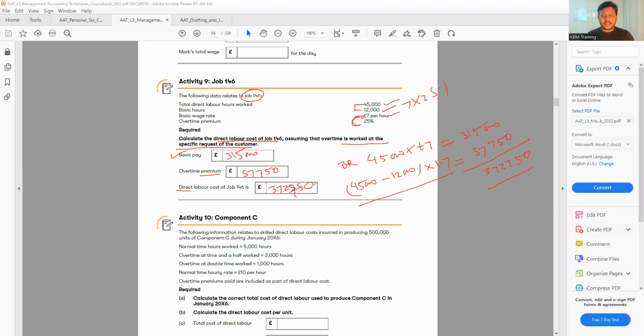Now you can see why we're taking even the overtime premium inside the direct labor cost, because this order is a specific order. Remember that. If the question did not mention that it is for a specific order, remember that overtime premium is always indirect cost. We cannot take it inside the direct cost. Because of this information, we have to take this one as a direct cost. Please remember that.